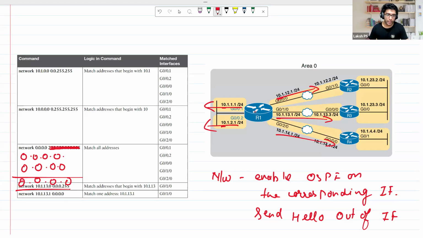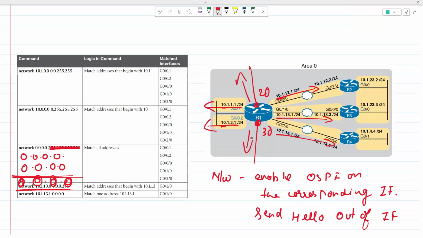That means OSPF will be enabled on all the interfaces irrespective of the IP address. Let's say you have two interfaces, where here you have a 20 network and here you have a 30 network. But in the network command, 0.0.0.0 has been mentioned, which is not a valid IP address. OSPF thinks it has to enable OSPF on all the interfaces irrespective of their IP address and network, and it will also send OSPF hello messages out of all the interfaces.